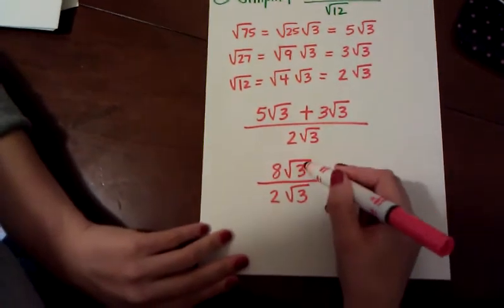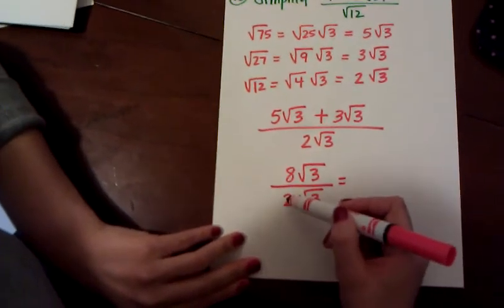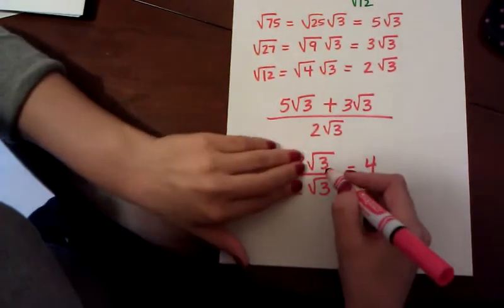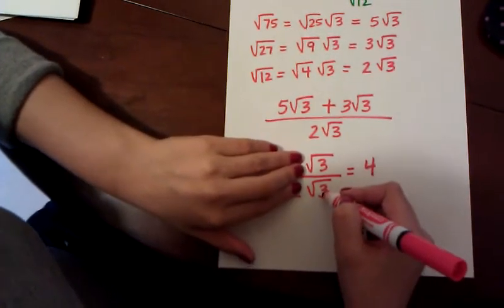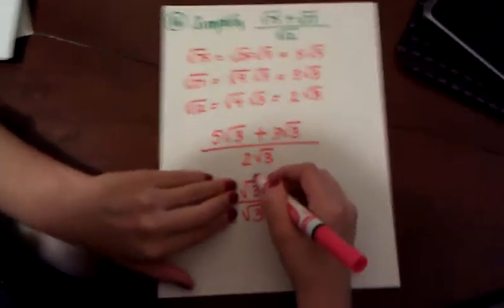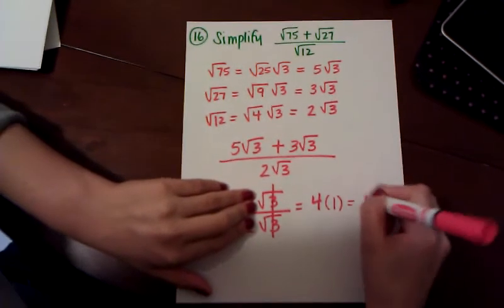Now, since I have the same radicands, I can divide the coefficients. 8 divided by 2 is 4. And anything divided by itself is always equal to 1. So the square root of 3 divided by the square root of 3 also equals 1. So I have 4 times 1, which just equals 4.